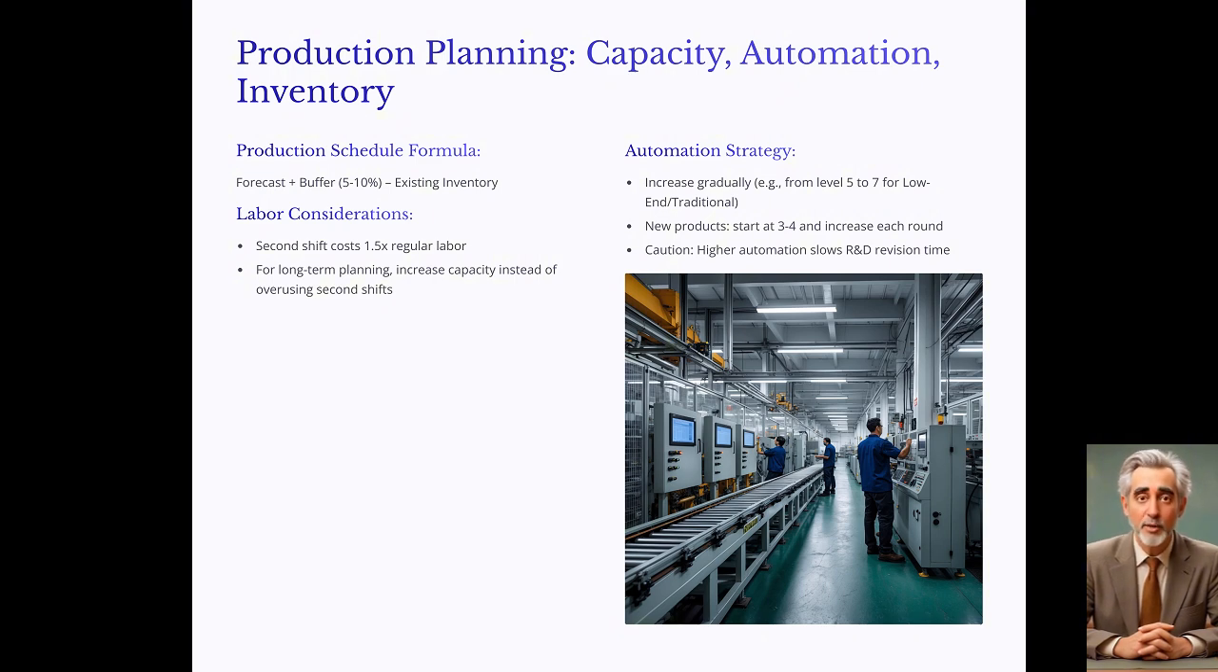Automation. Increase automation gradually, especially in low-end and traditional segments. For example, move from automation level 5 to 7. For new products, start with 3 or 4 automation and increase each round. Caution: too high an automation level slows down R&D revision time. So don't raise it all at once, build gradually.